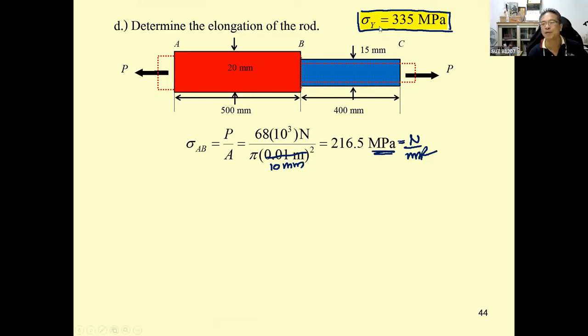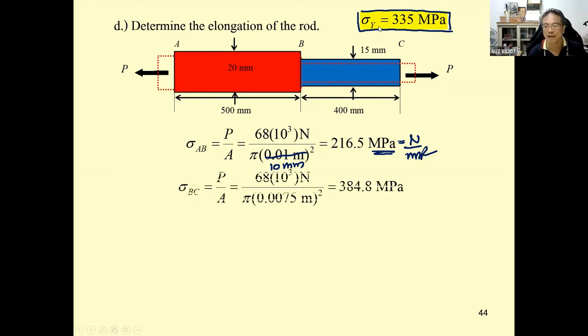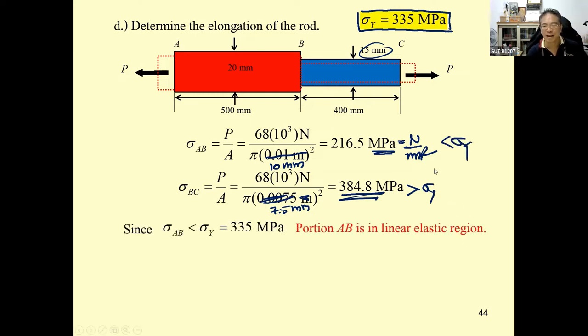See, the red one is going to be smaller than sigma sub y. That's going to be elastic. However, for this one, since the diameter is smaller, you just divide it by 7.5 millimeter square, and then you get this. This is going to be larger than sigma sub y. This is going to be smaller than sigma sub y. The sigma sub AB is going to be in the linear elastic region.